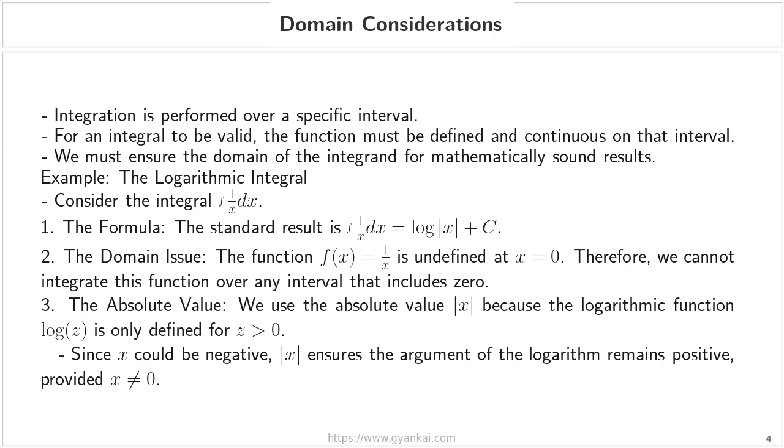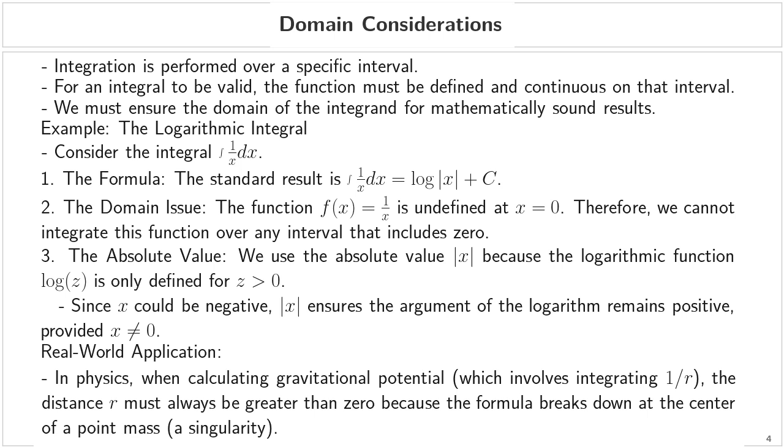That's where the absolute value comes in. We use the absolute value of x, written as log|x|, because the natural logarithm function, log of z, is only defined for positive values of z, and x could be negative. The absolute value ensures that the argument inside the logarithm, what's inside the log, is always positive, as long as x is not equal to 0. So, by using the absolute value, we're essentially sidestepping the issue at x equals 0 and making the integral valid for intervals that don't include 0.